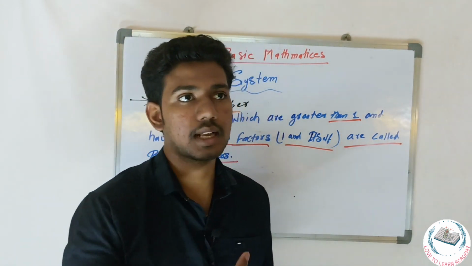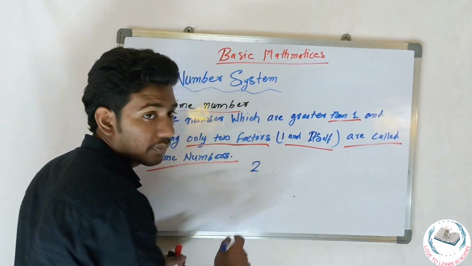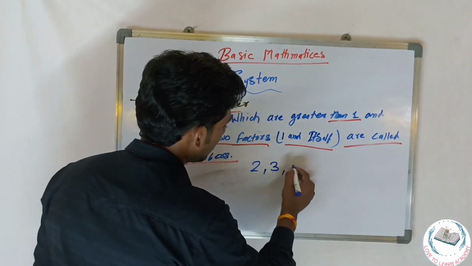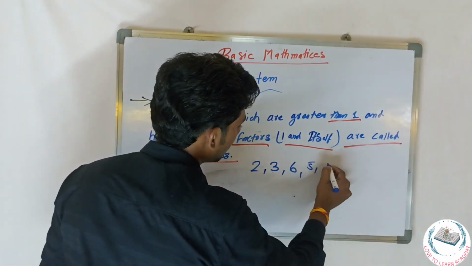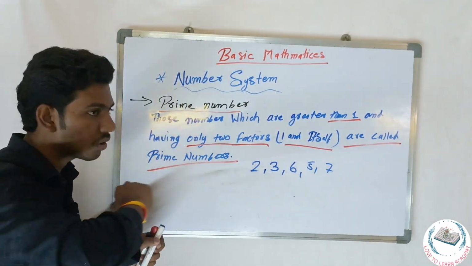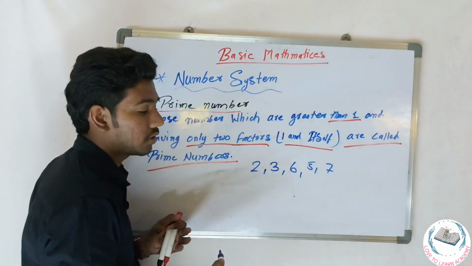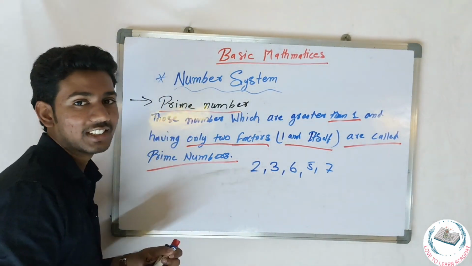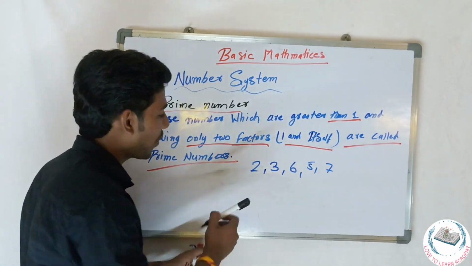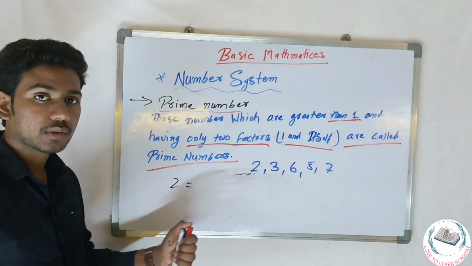Suppose I give an example: take 2, 3, 6, 5, 7. I take random numbers, so don't think it will be in a series. Everything is not a series. If you see here, I can count. If I talk about 2, what is the factor of 2? Can you tell me?